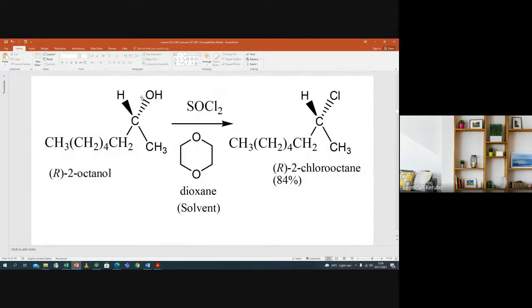So for this particular example, you start with 2-octanol, R-2-octanol. Of course, this carbon is chiral, attached to 4 different groups. That's when you can easily give it a configuration. So here it's R configured.